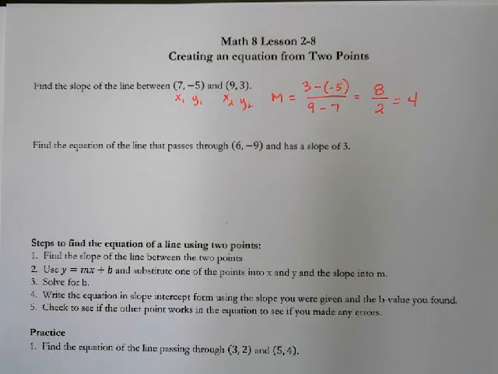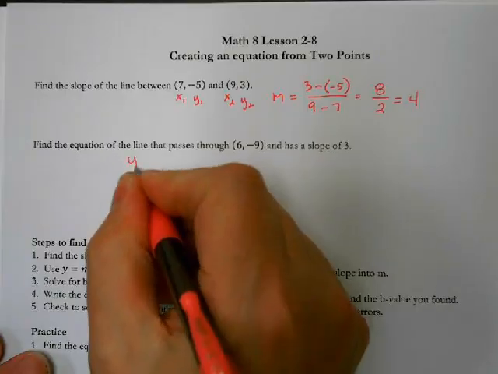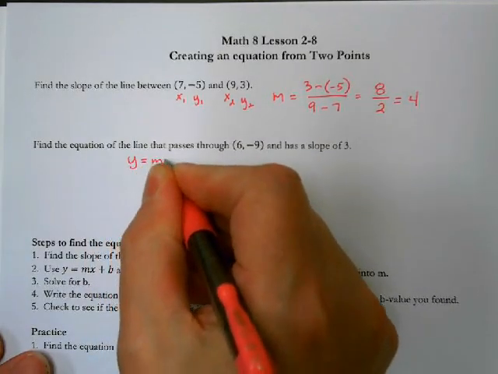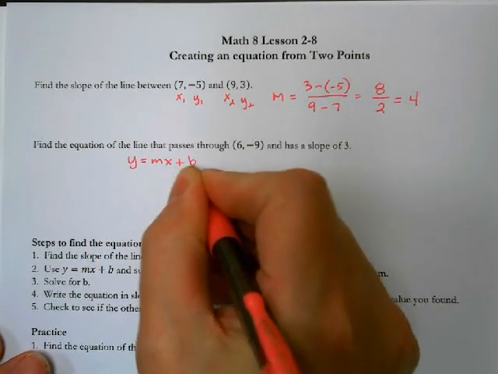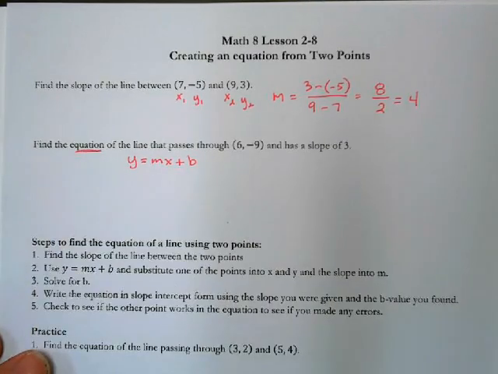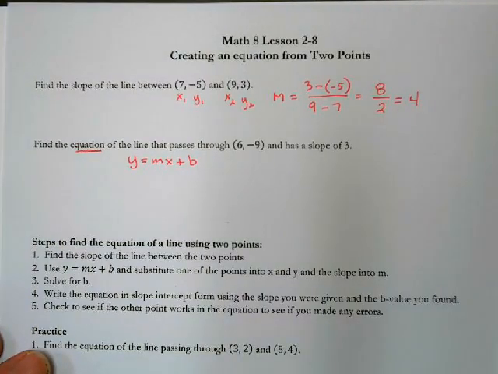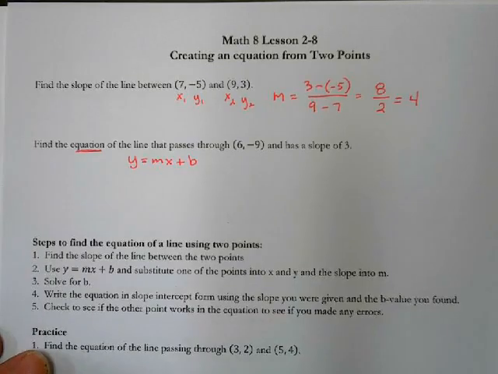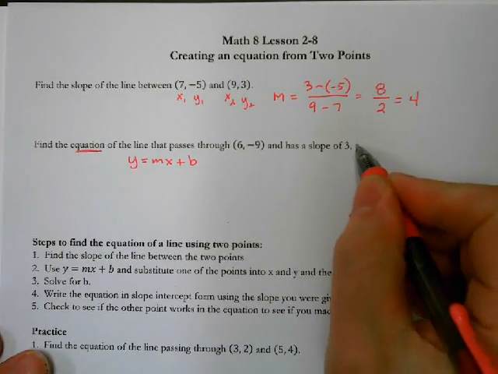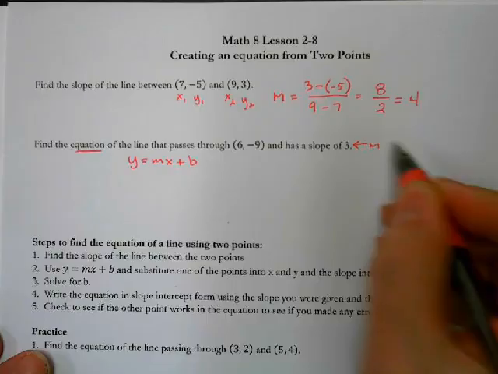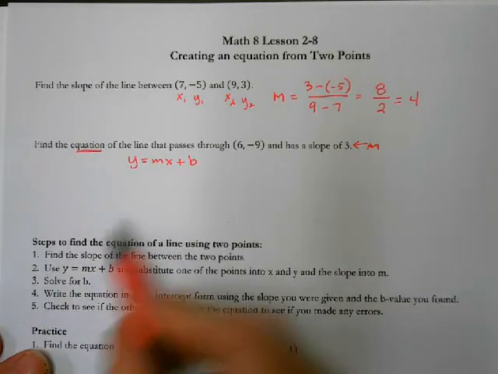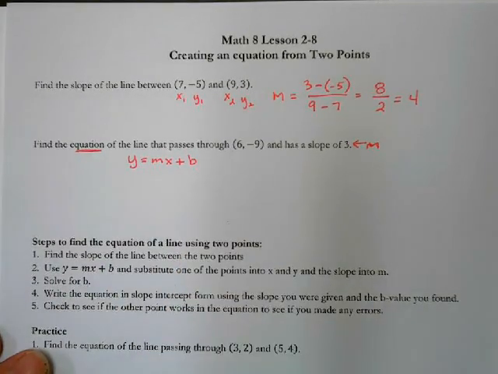Find the equation of the line that passes through (6, -9) and has a slope of 3. So this is what we were talking about in the last lesson, where we're going to use the equation y equals mx plus b. To find the equation of a line, we need two things. We need m and we need b. This problem gave us m. M is 3. That's our slope. What we're missing is b.